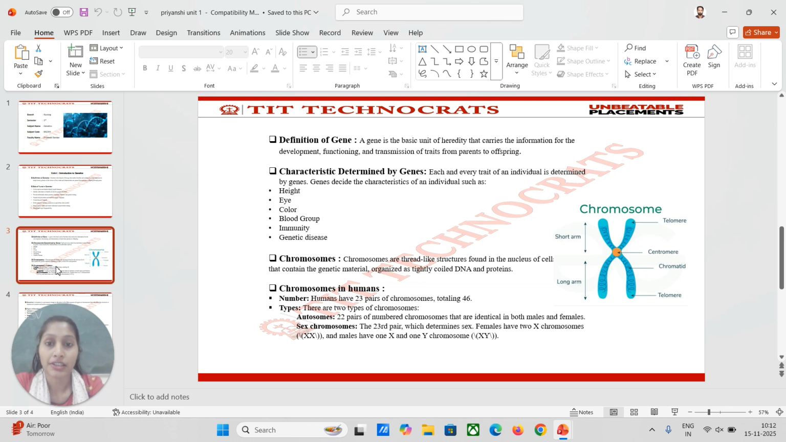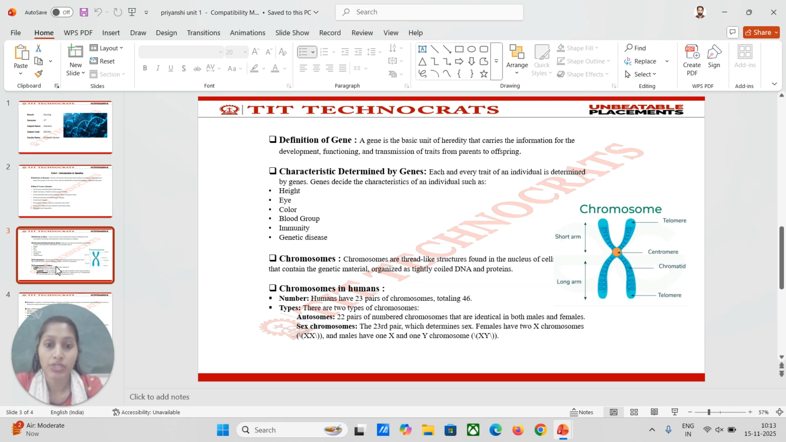Then we discuss the characteristics determined by genes. Each and every trait of an individual is determined by genes. Genes decide the characteristics of an individual, like height, eye color, blood group, immunity and genetic diseases.